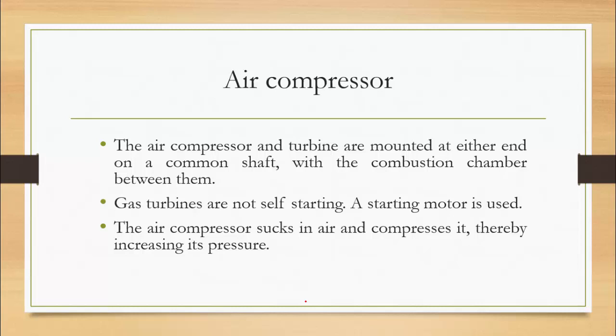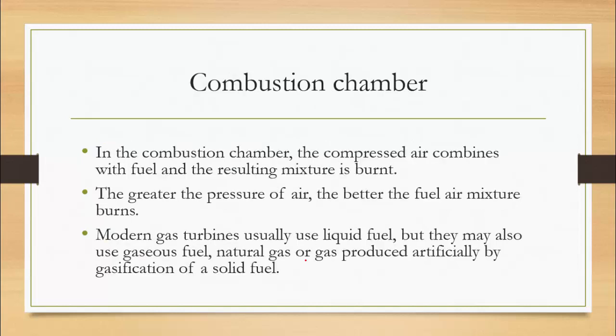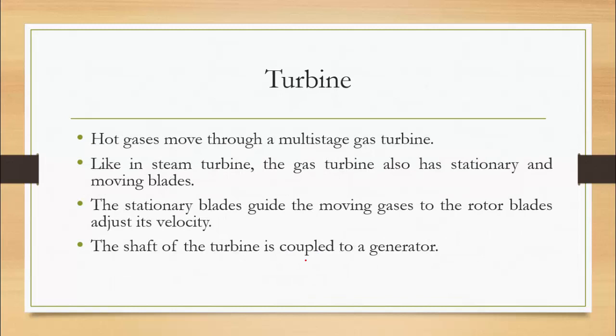Only after you get the power from the turbine unit, the air compressor will start to run on its own, right? The air compressor sucks the air from the atmosphere and compresses it, thereby increasing its pressure. And in the combustion chamber, the compressed air combines with the fuel. The greater the pressure of the air, the better the air-fuel mixture burns. Modern gas turbines usually use liquid fuels, right? But they can also use artificially gasified solid fuel or natural gas or gaseous fuel.